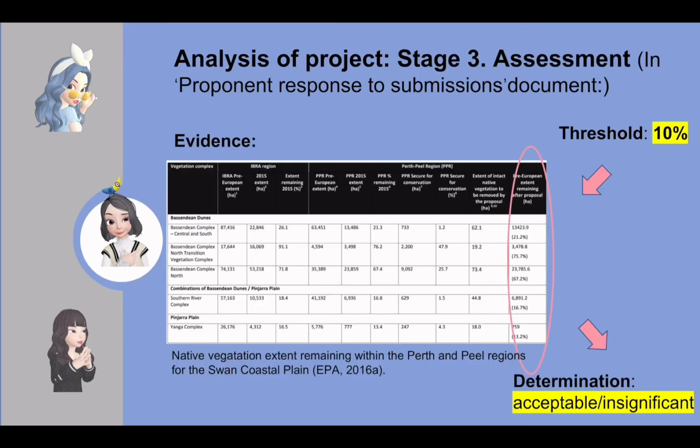However, in the response to submissions document, an overstatement on the remaining extent of these 5 vegetation complexes in the PER document was found and revised. In this document, the circle here shows that all 5 vegetation complexes after clearing had more than 10% of their pre-European extent remaining. Therefore, these values all fell at the acceptable side. Thus, the impact on them was still determined as insignificant.